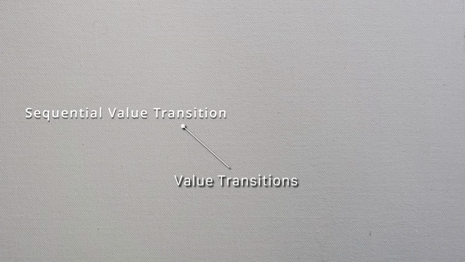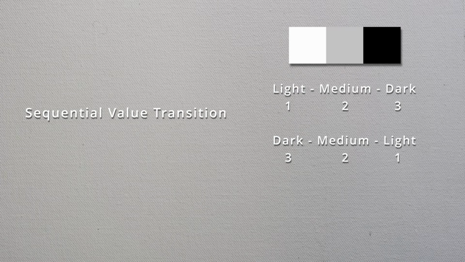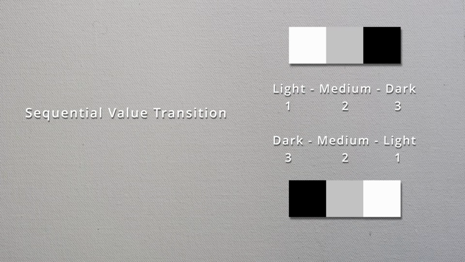We'll call it a sequential value transition. Light, medium, dark, dark, medium, light. 1, 2, 3, 3, 2, 1. Very simple. Very nice, very simple idea. And we'll see very quickly that it's not the only kind of value transition he did.